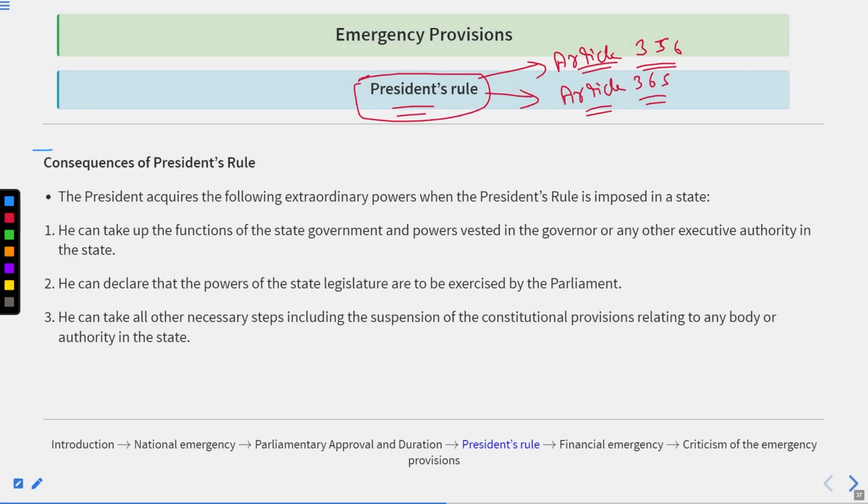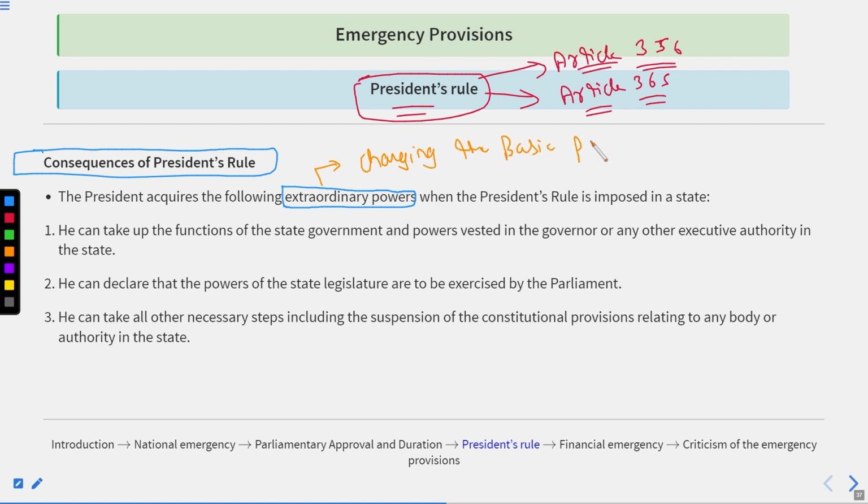So after finishing the initial discussion, now let's talk about the consequences of the president rule. The president rule acquires the following extraordinary powers when it is imposed in the state. Why are they extraordinary powers? Because it basically changes the basic provisions of the constitution. That's why it is known as the extraordinary powers.